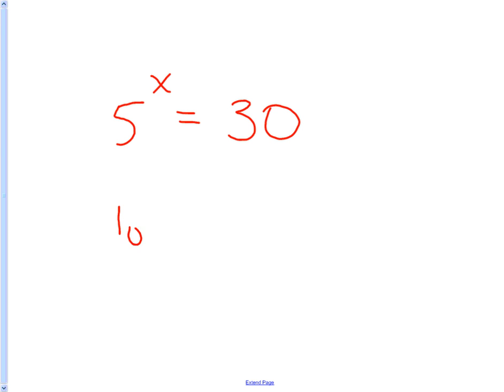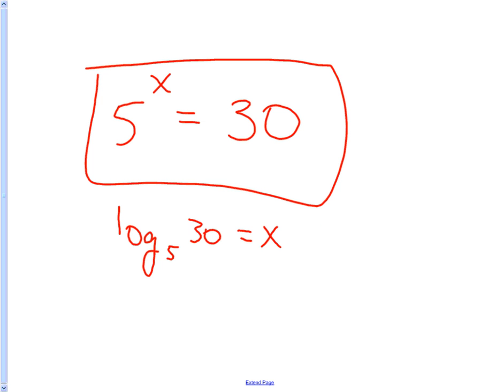So you go log, what? Base 5 of 30 equals, and how do you do that on the calculator? Log 30 over log 5. So when you see this on the SAT test, just use logs to solve it. Okay, you got to remember to connect logs with exponents. That's what these are here for.